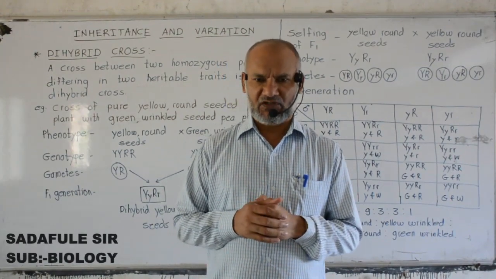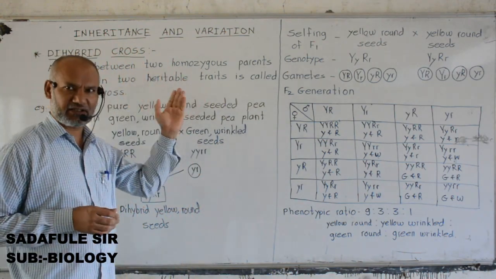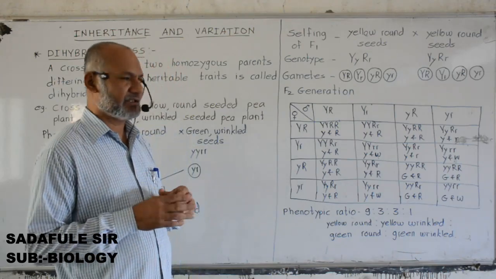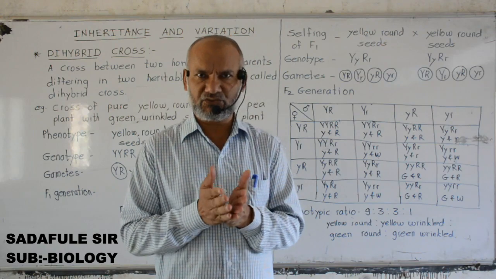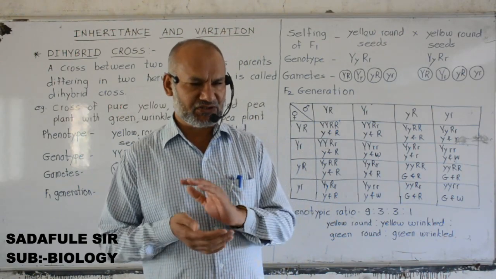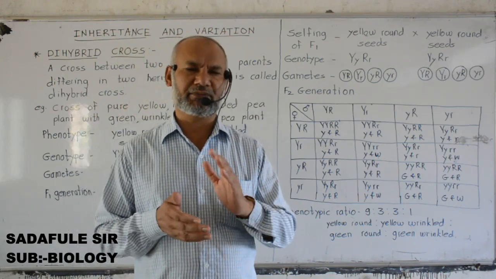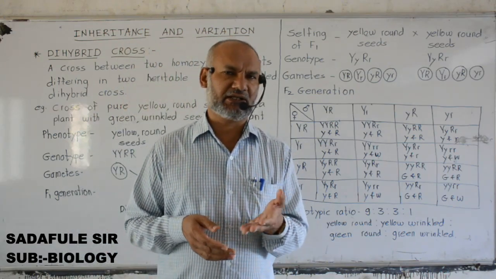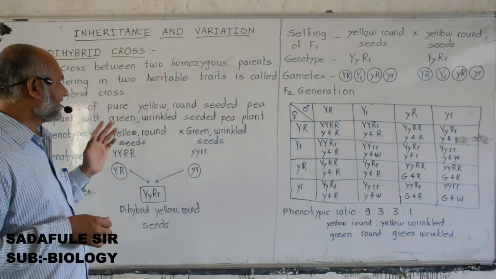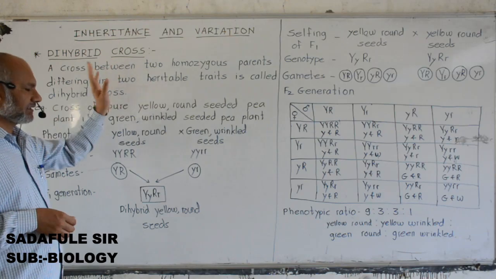Hello students, we are studying a most important topic from biology, that is inheritance and variation. Up till now we have studied the basic terms used in genetics, the characteristics of pea plant, then the first cross carried out by Mendel, that is monohybrid cross, then monohybrid ratio, law of dominance and law of segregation. Now today we have to study the second cross carried out by Mendel, and that cross is dihybrid cross.